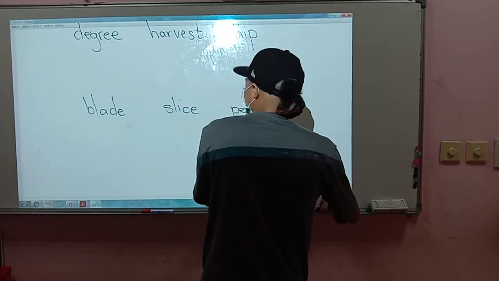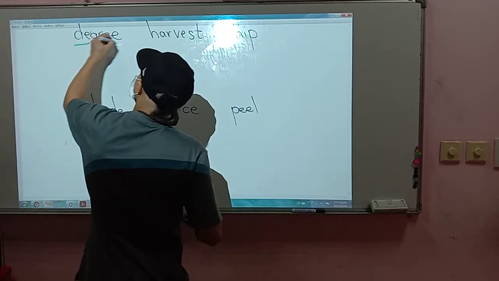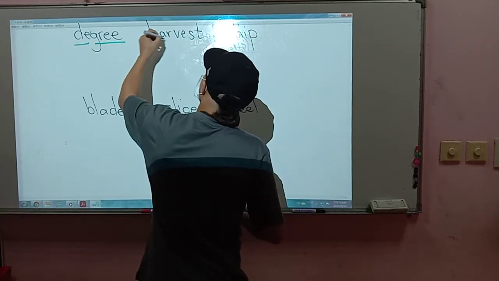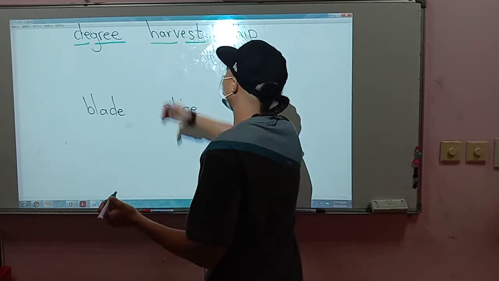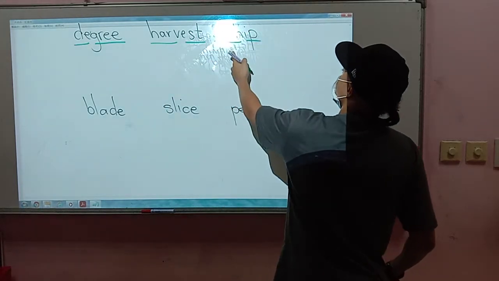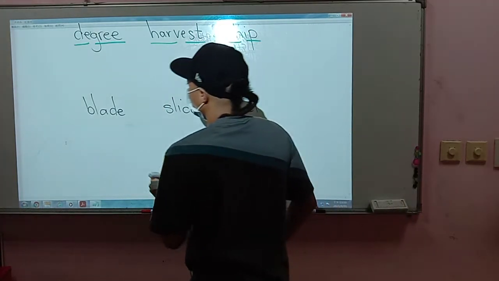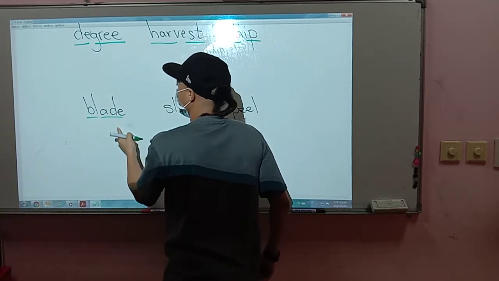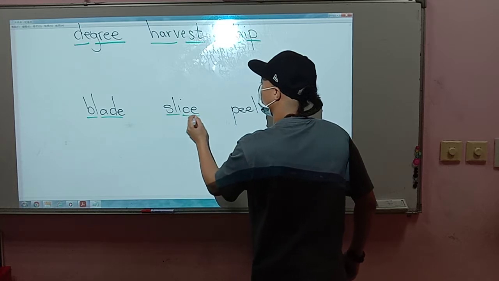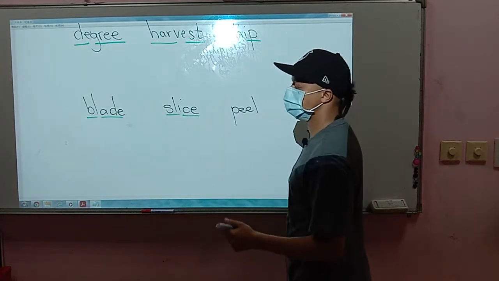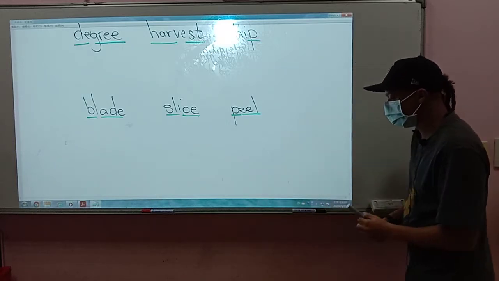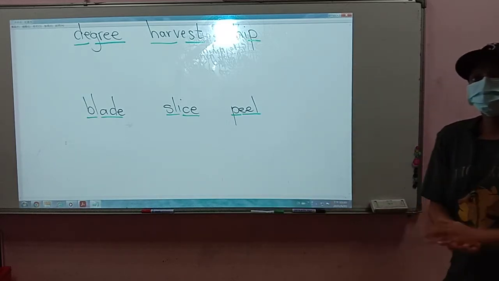Phonic sounds, boys and girls. Degree, please say it. Degree. Harvest. Ship. Blade. Slice, and peel. Okay, how are we going to do this?